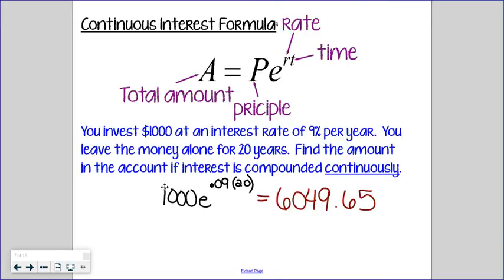Any questions on that? What should it be? The formula. Oh. From the word continuously. From the word continuously, that's what makes me pick the PERT formula.